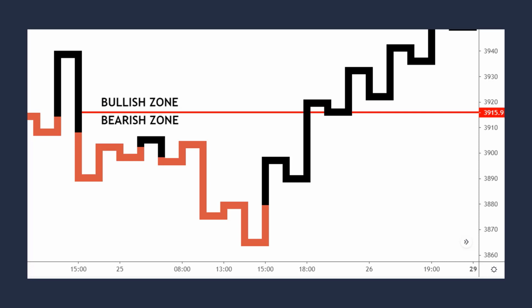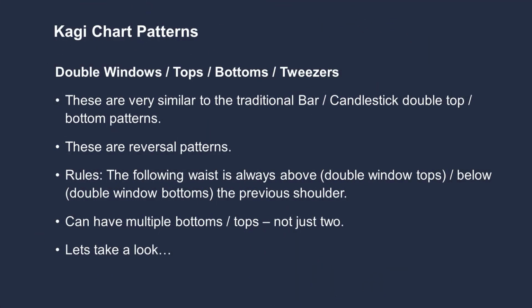Again, just an example of another subtlety of the KAGI chart, and it's vice versa for a bullish setup. Now that bullish bearish zone I drew on, I couldn't find on TradingView, but that might be a function on your charting package to see if you can add on that sort of middle 50% bullish bearish zone line. Now if you're familiar with technical analysis, the KAGI chart pattern double window, tops, bottoms, are sometimes known as tweezers when they're at their high, for obvious reasons when you'll see them in a moment.